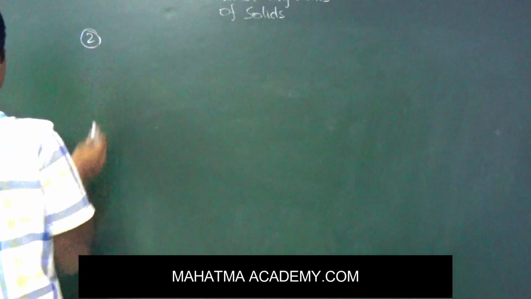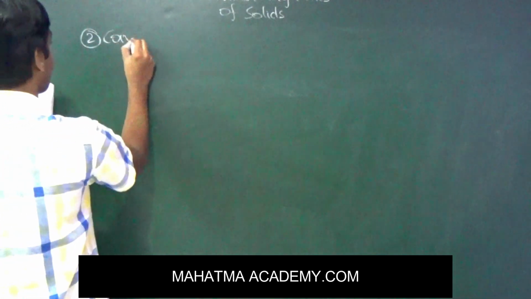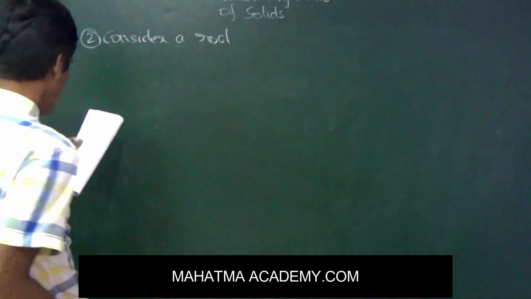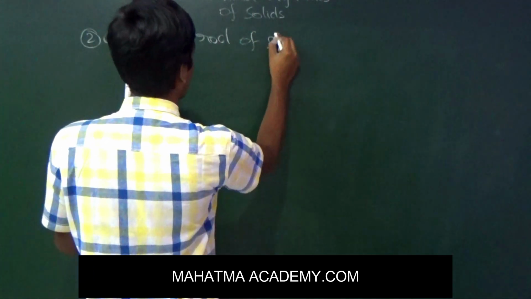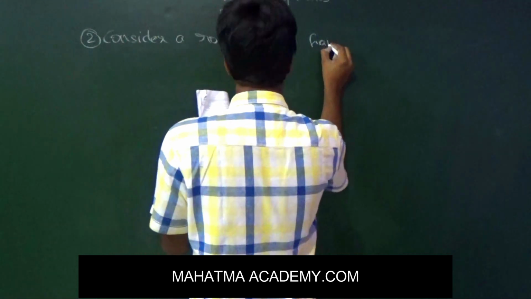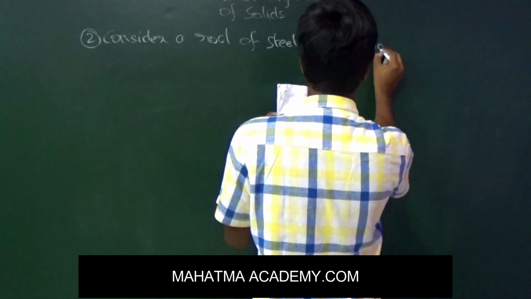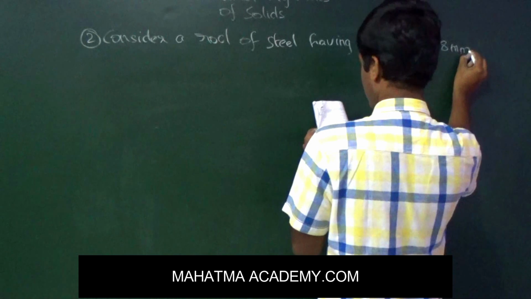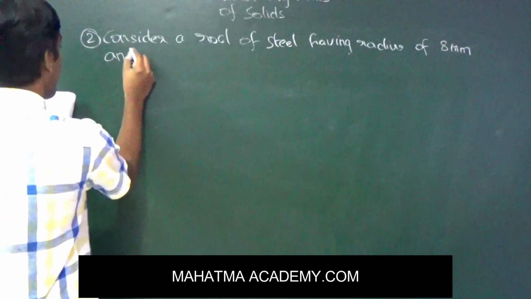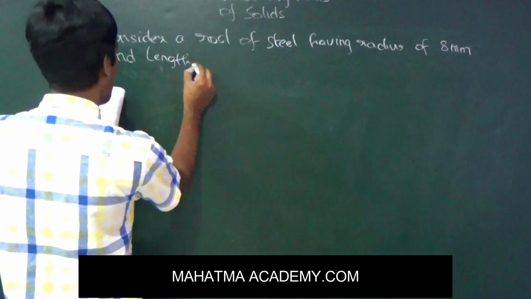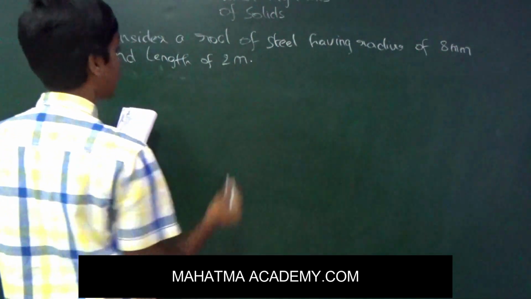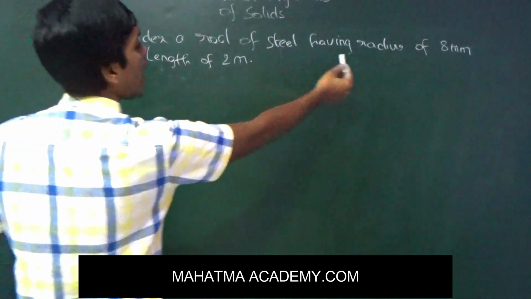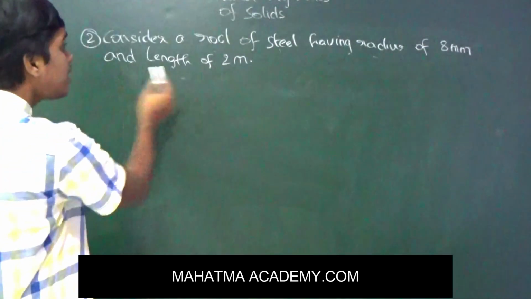Now second question. Consider a rod of steel having radius of 8 millimeters and a length of 2 meters. Okay, so the first case is they have given a rod of steel having radius 8 millimeters and length of 2 meters.